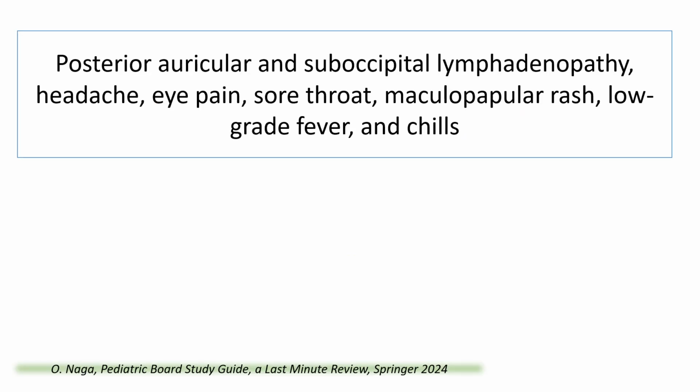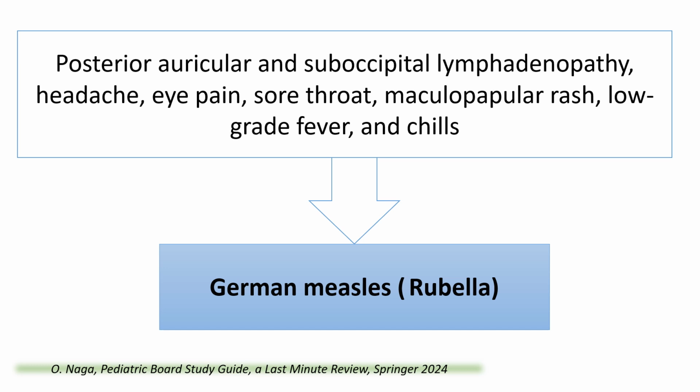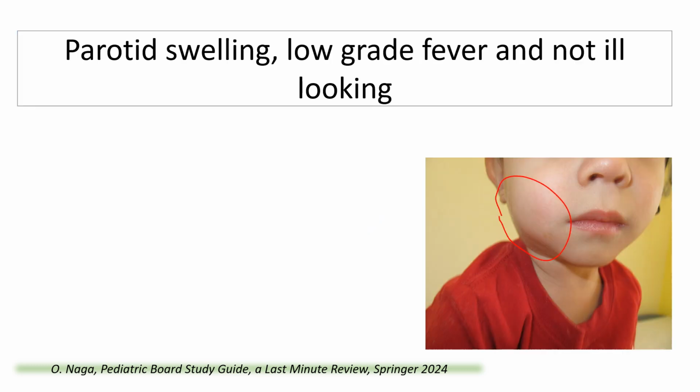Posterior auricular and suboccipital lymphadenopathy, headache, eye pain, throat pain, maculopapular rash, low-grade fever, and chills. What is the most likely diagnosis? German measles, or rubella. Parotid swelling, low-grade fever, and not ill-looking.